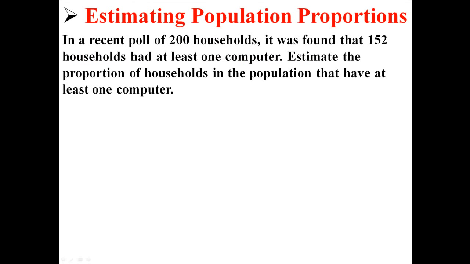So here's my example. In a recent poll of 200 households, it was found that 152 households had at least one computer. Estimate the proportion of households in the population that have at least one computer. Now our sample proportion is pretty easy to find. It's just x over n, or 152 over 200, and we find 0.76. That means in our sample, 76% of the households have at least one computer.